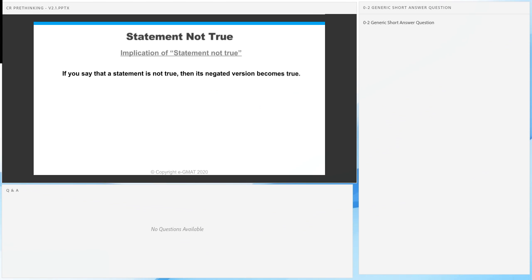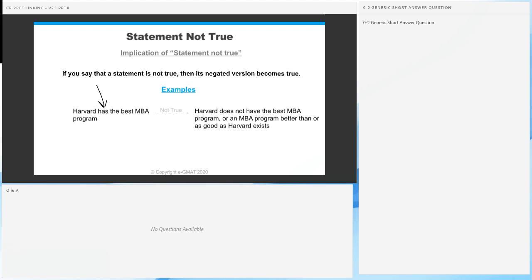Now, many of you would really say, hey, Rajat, how can you say that if a statement is not true, then its negated instance automatically becomes true? Let's take a couple of examples. When you say Harvard has the best MBA program, and if you say that's not true, then automatically what you're saying is that Harvard does not have an MBA program, or an MBA program that's just as good, or in fact even better than Harvard exists. Is that not true? If you're saying this statement is not true, aren't you automatically saying this piece over here? Right? Yes, no?